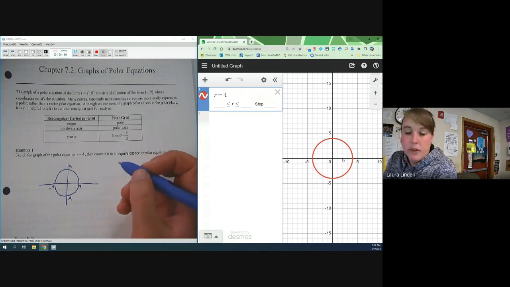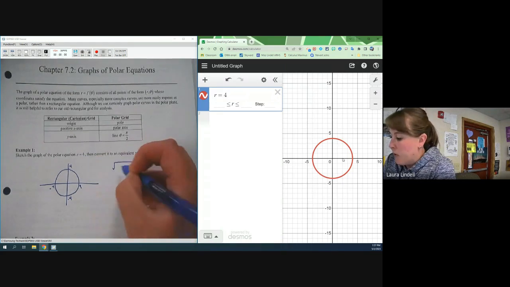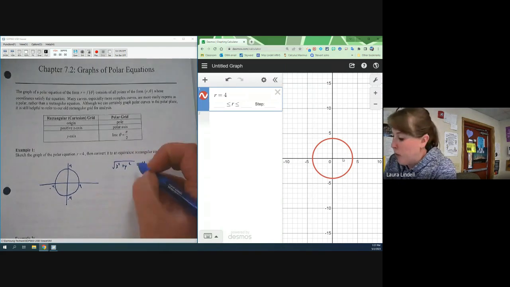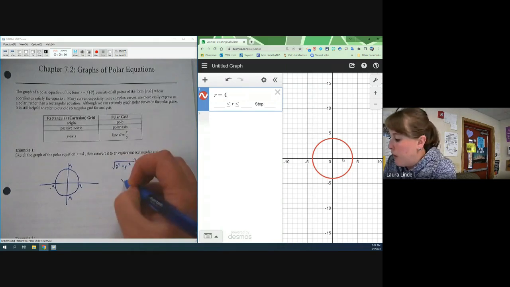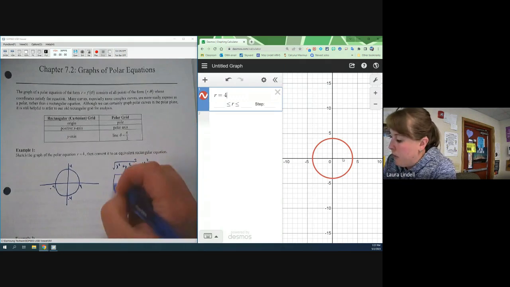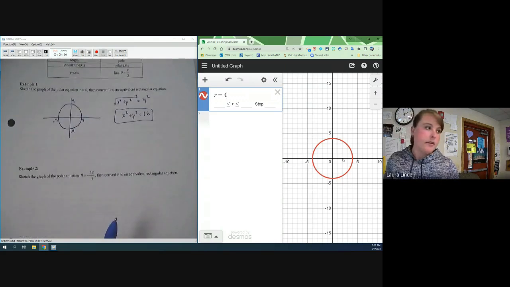But if we were going to do it with the converting rectangular and polar method, we know that r is equal to the square root of x squared plus y squared. So we can replace r with that, and then we could square both sides. And we get the equation x squared plus y squared equals 16. So that would be the equivalent rectangular equation. All right. So pretty simple to start off with. We're just looking at a circle with a given radius. So let's go to the next one.